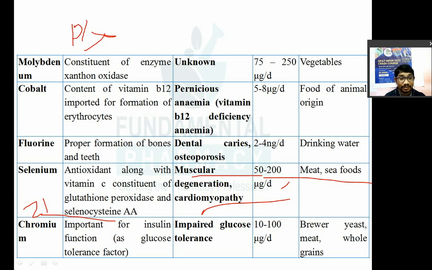Next is chromium. Chromium is important for insulin function as a glucose tolerance factor. Okay? अगर deficiency होता है तो impaired glucose tolerance होता है. 10 to 100 microgram per day लगता है. It is found in brewer's yeast, meat, and whole grains.